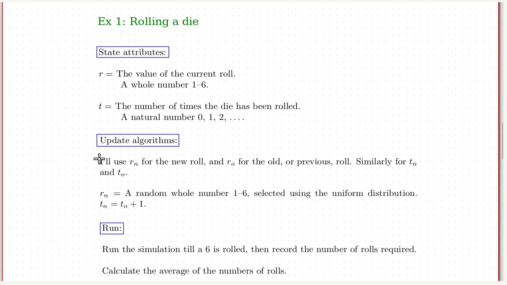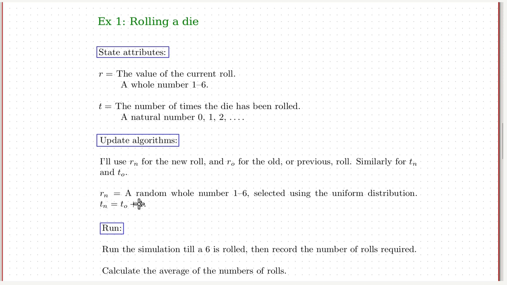It does get a little confusing that these attributes, R and T, every state has an R and a T value, but in doing the update from one moment in time to the other, we have to distinguish between the old values and the new values. So this just seemed like a convenient notation to use, to distinguish between the old R and T values for the previous state and the new R and T values for the new state after the new roll. Okay, the update algorithms are pretty simple.